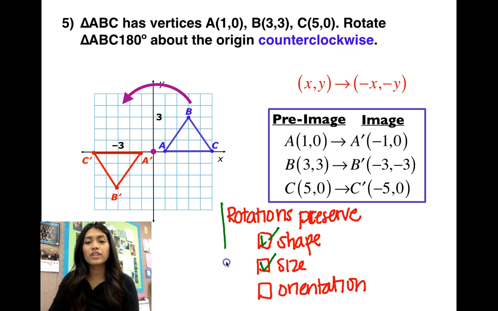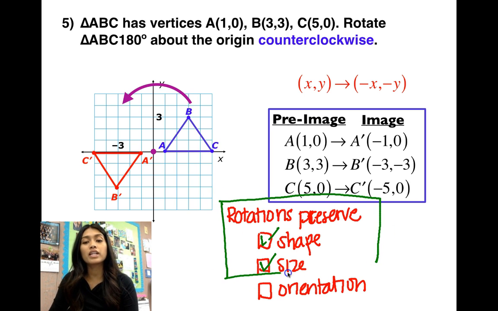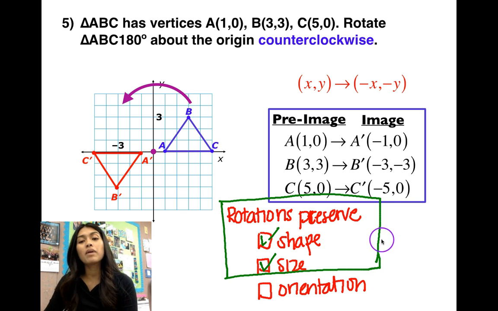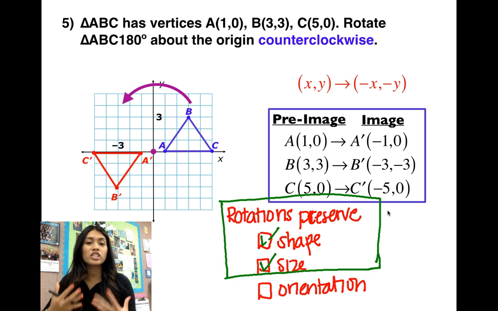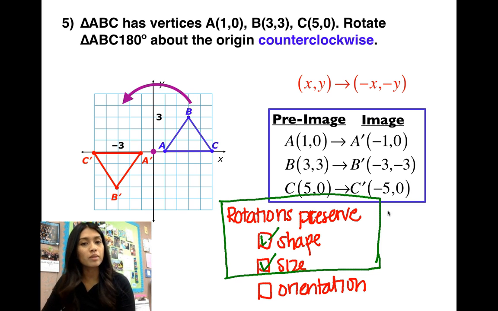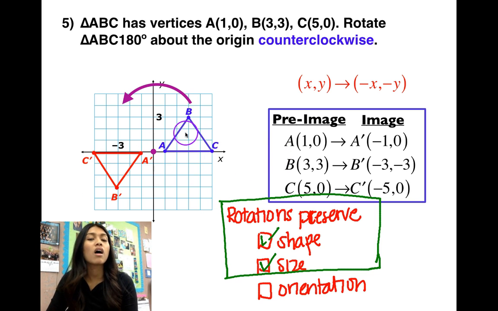So rotations are very similar to reflections in the sense that the main characteristics that are being preserved are the shape and the size. Keep in mind that whenever the shape and the size are being preserved, you're essentially creating a congruent shape. So these two triangles here are congruent. Corresponding sides are congruent and corresponding angles are congruent as well.